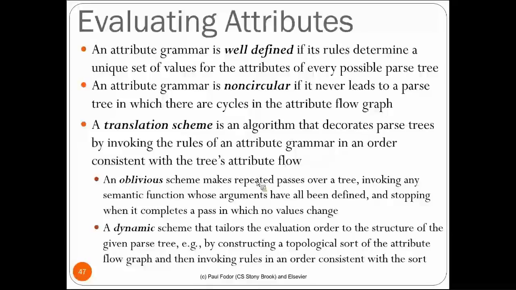So how do we actually find the order of computing or synthesizing the values for all of these attributes? We can do it with a translation scheme. It's an algorithm that decorates the parse tree by invoking these attribute rules of the attribute grammar in an order consistent with the attribute tree's attribute flow. There are two types of translation schemes. An oblivious scheme, which basically just does repeated passes over the tree by invoking all the semantic functions whose arguments have been defined, and stopping when it completes a pass with no value changes, and the dynamic scheme, which is tailored, basically tailors the evaluation order to the structure of the parse tree, basically constructs a topological sort of the attribute flow graph and invokes the rules in that order to actually compute the attributes in one single linear evaluation of the attributes in the parse tree.